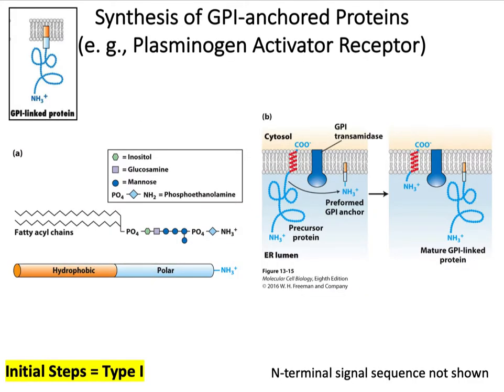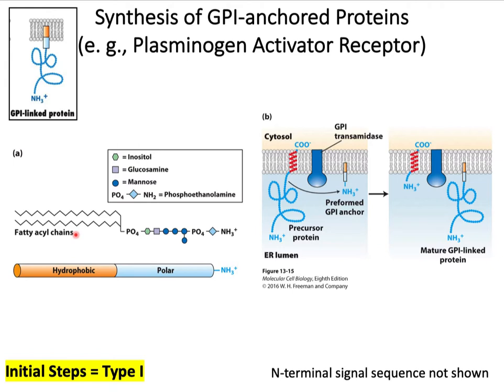So those are the transmembrane proteins. What about the lipid anchored proteins? We talked about 3 lipid anchored proteins, and here we will focus only on the GPI anchored proteins because they are made exclusively in the endoplasmic reticulum on ER-bound polyribosomes.